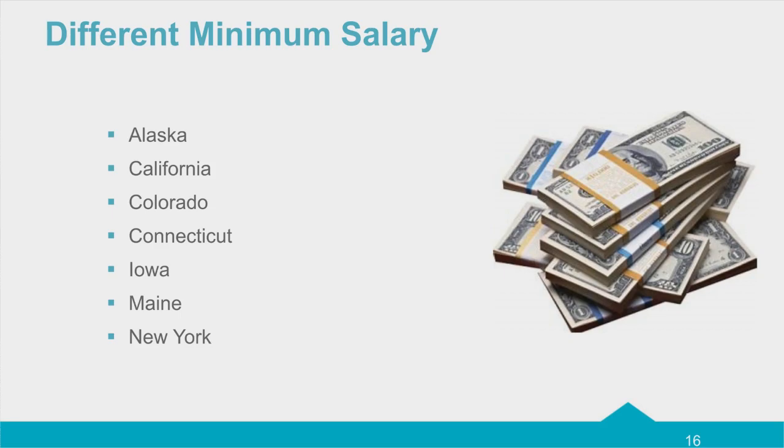So I'm just going to run through some of those key differences to give you a sampling of what the differences are. For example, these states have different minimum salary requirements for exempt employees. We talked about those minimum salary requirements for meeting exemptions. You're also going to have to look at the minimum salary requirements that might be higher in many cases or different in many cases in these states to ensure that you're complying.